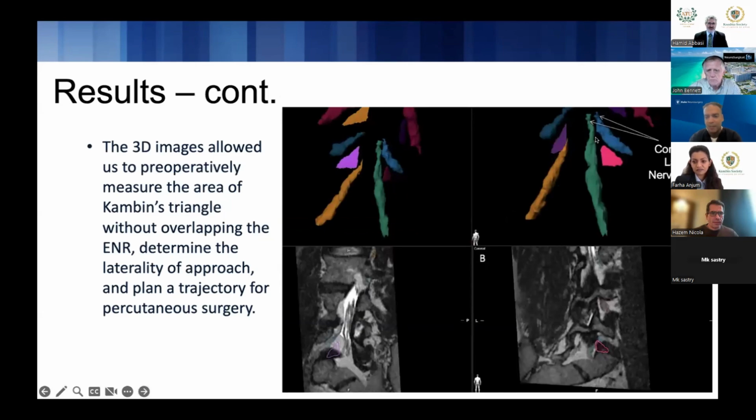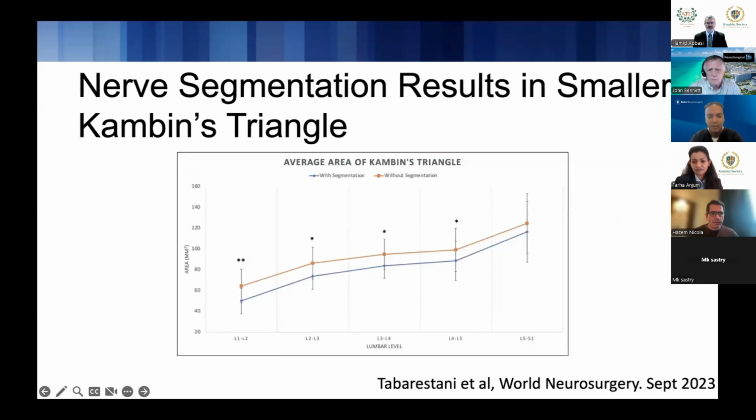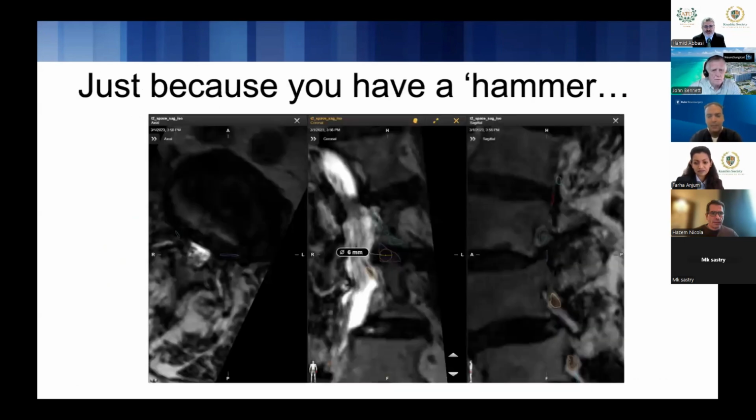So here's an example where we're able to see before surgery that there's a conjoined nerve root. So we're not going to go through Kambin's triangle there. If you take the nerve into consideration, we showed that that will actually decrease substantially the area that you have. So now it makes us even less confident. And then we found that for some people, Kambin's triangle is just too small. This one here, we measured a maximum diameter of 6 millimeters. So that's going to be too small.